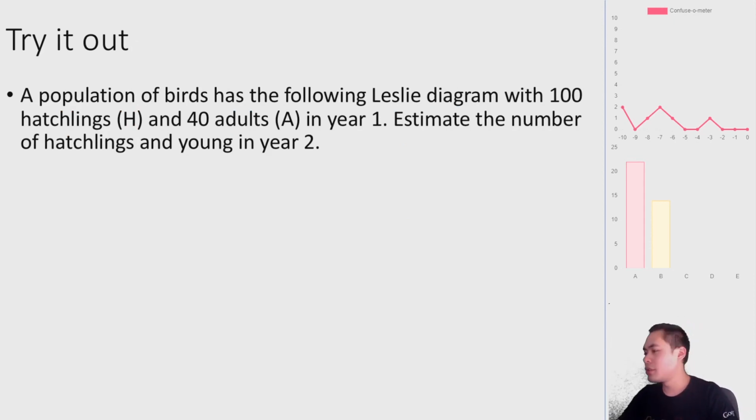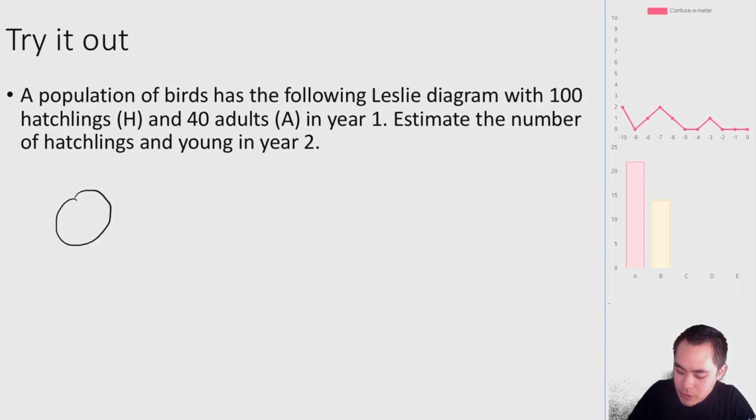Oh, I didn't draw my Leslie graph yet. So, I am going to give you an example where you have a population of birds, not rabbits this time, but birds have hatchlings and adults, and you have similar behavior. You start with 100 hatchlings and 40 adults, and I'm going to give you a Leslie diagram. So here, this is hatchlings, and let's say this here is adults.